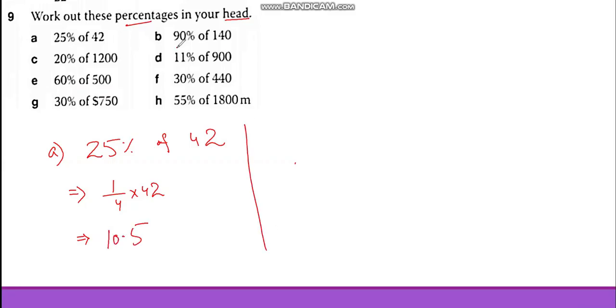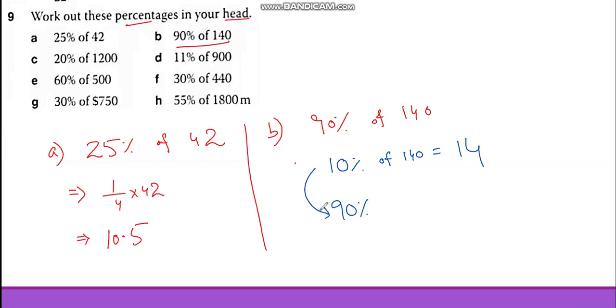Similarly, we have to find 90% of 140. So we have to do this in our head. First of all, we can find 10% of 140. We can always get 10% by dividing a number by 10. So 10% of 140 will be 14. So 90% is actually 9 times 10. If we multiply 10% times 9, we get 90%. So 90% of 140 will be 14 times 9. That is 126.